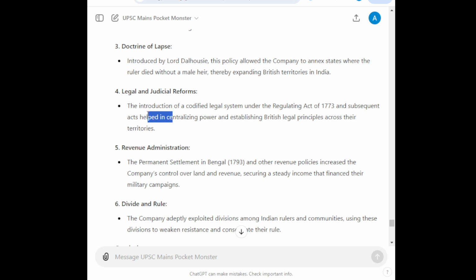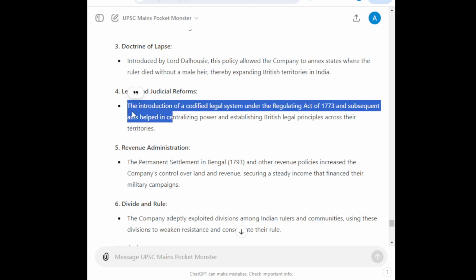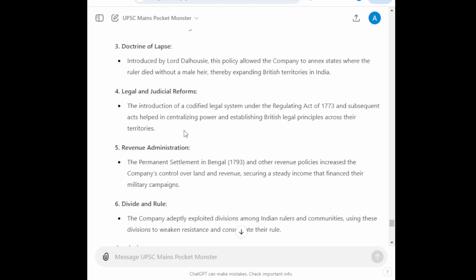Yeah, so I wrote about the abolition of Board of Control later, taking the power from the Court of Directors to the Board of Control, being controlled by the Parliament directly. Alright, I hope I have not confused you. The introduction of a codified legal system, 1773, helped them structure their company and its relation with the Parliament, and it later helped in centralizing power and establishing British legal principles across their territories.